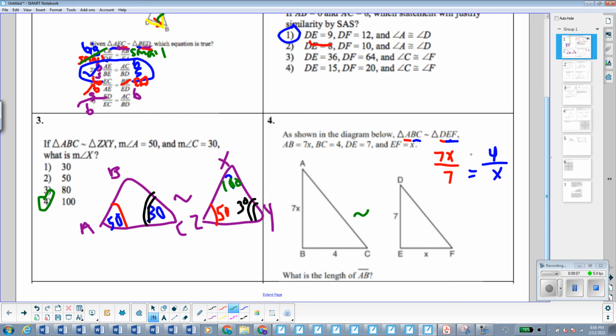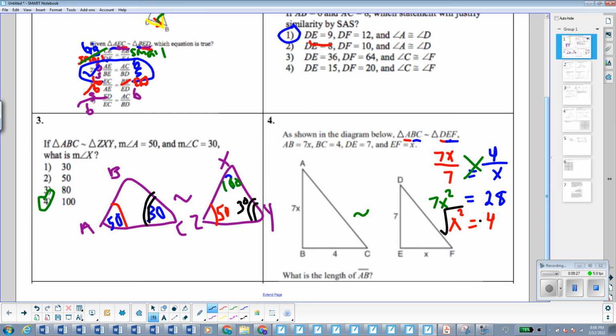Once I have my proportion, all I need to do is cross multiply. 7x times x is 7x squared. And that's equal to 4 times 7, which is 28. Dividing both sides by 7, x squared is equal to 4.